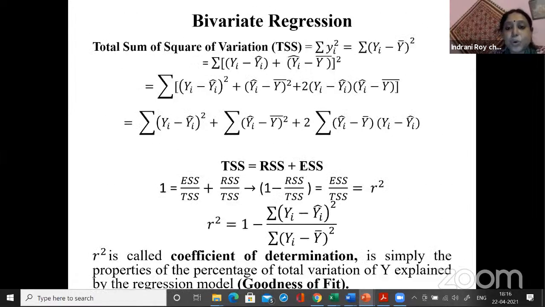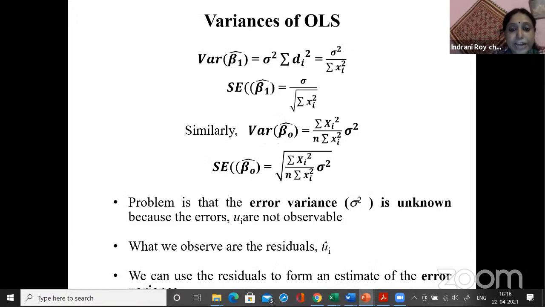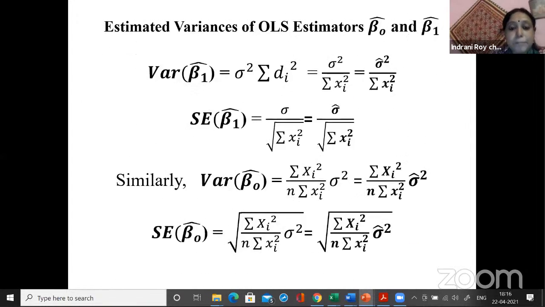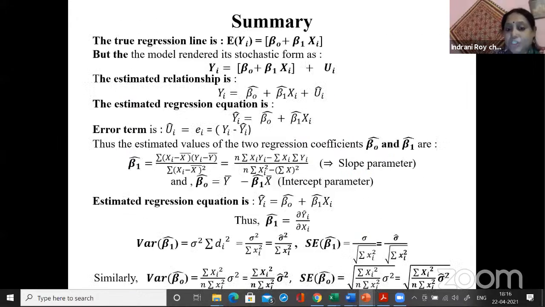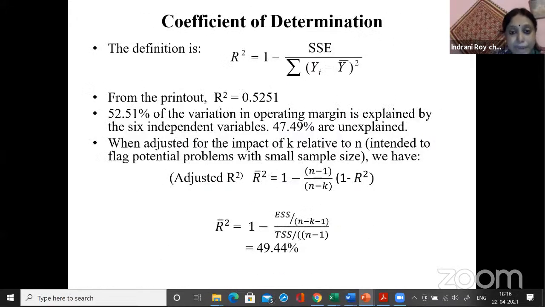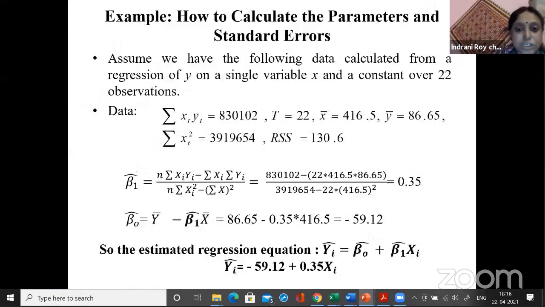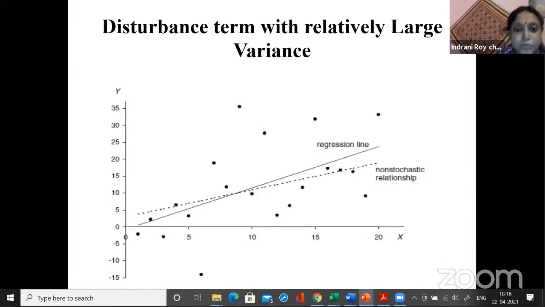I'll show you some Stata regression output in order to make you understand what we actually do in the regression. So I'll come back again. Let us do one more thing and then I'll go to the regression output, the Stata outputs.